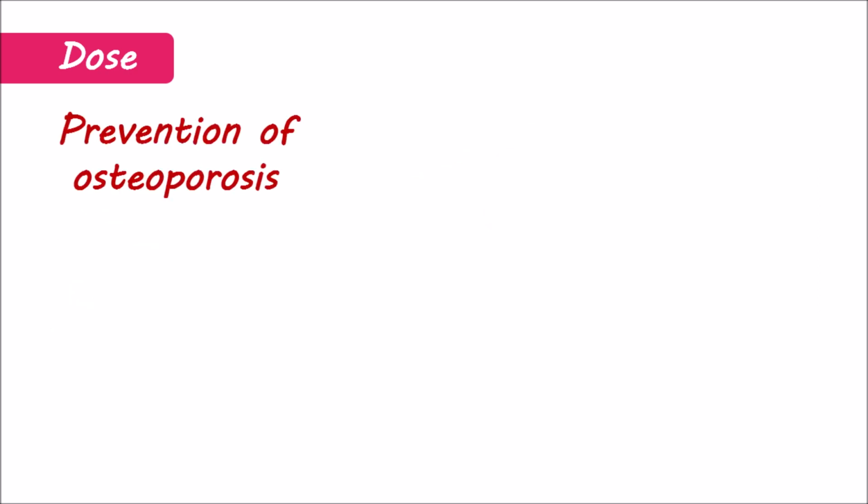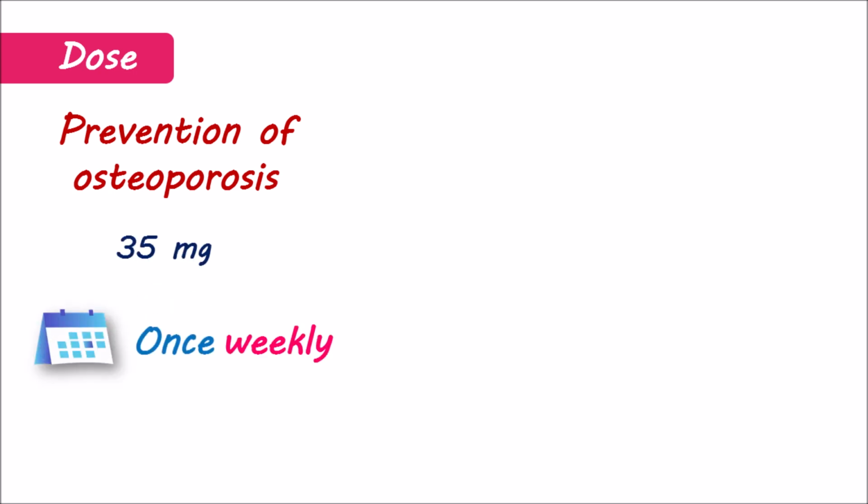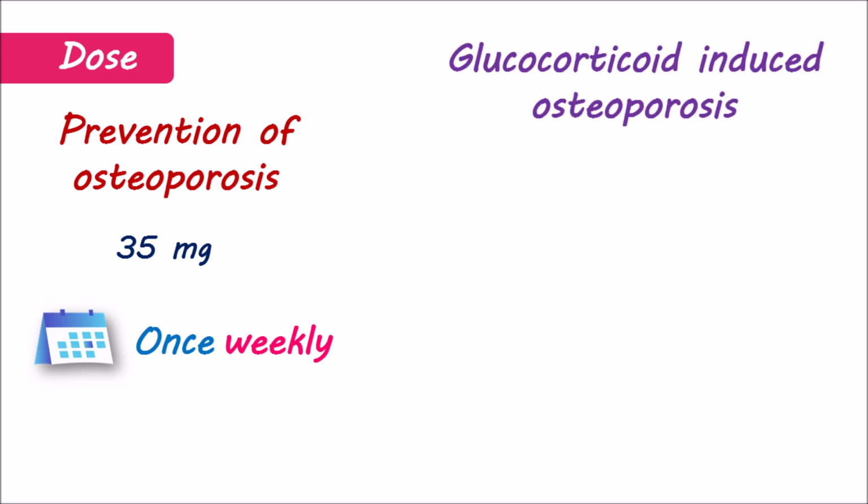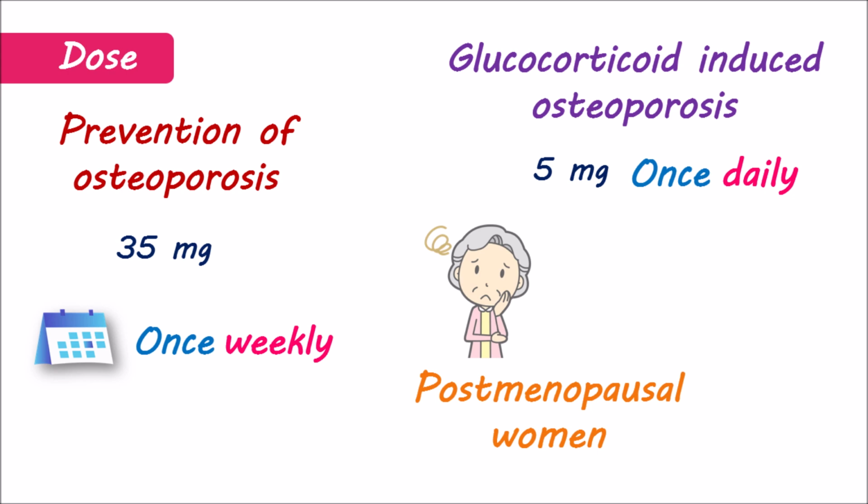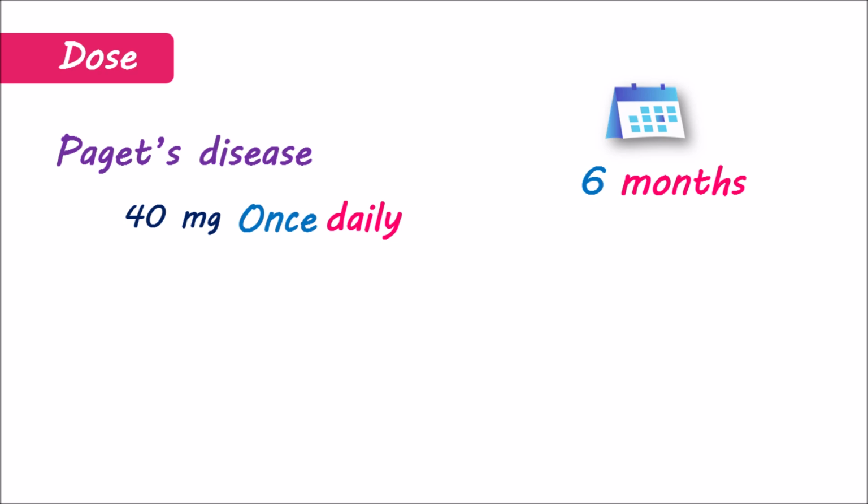For the prevention of osteoporosis, it can be given at a dose of 35 mg once a week. In people with glucocorticoid-induced osteoporosis, alendronate is given at a dose of 5 mg once daily. However, in postmenopausal women who are not taking estrogens, the dose is 10 mg given daily. Your doctor may prescribe alendronate for longer periods, and in a few cases, it may be extended up to 3 to 5 years. Similarly, for the treatment of Paget's disease, alendronate is given at 40 mg once daily. Treatment can be continued for up to 6 months to restore bone density.